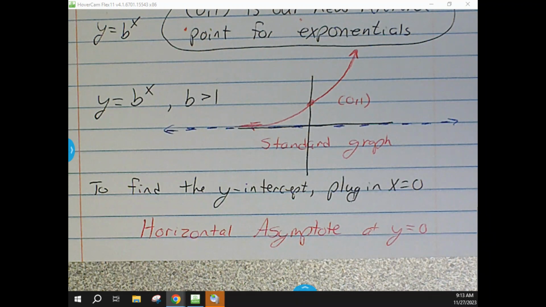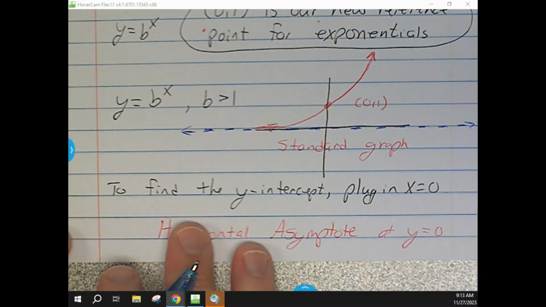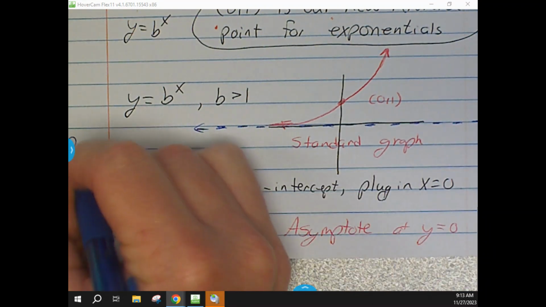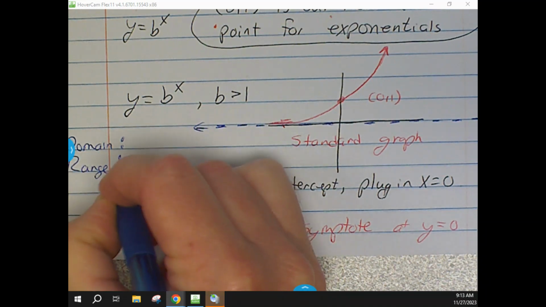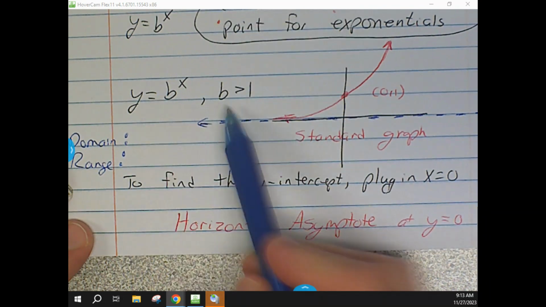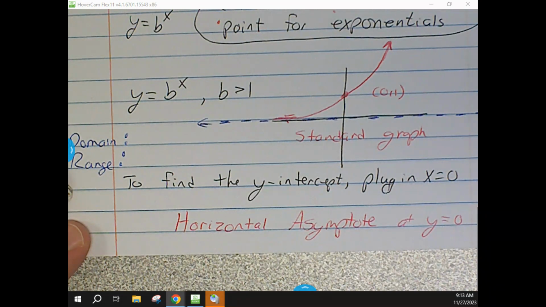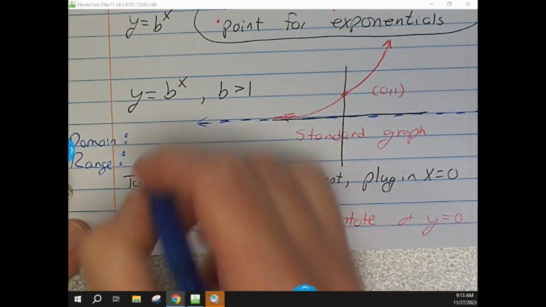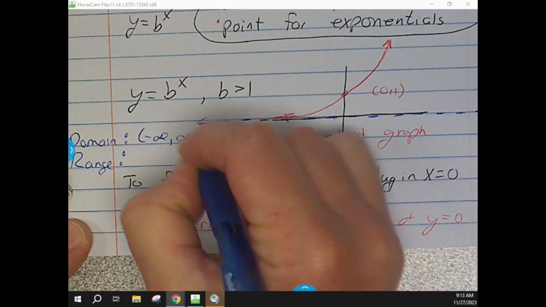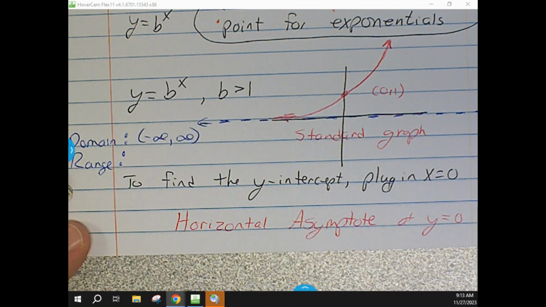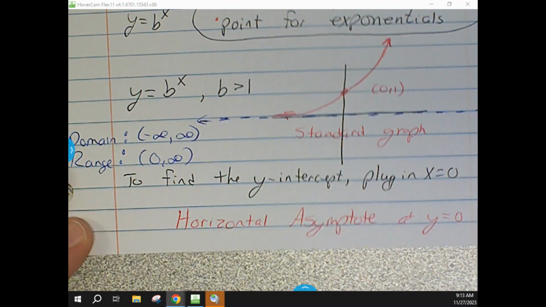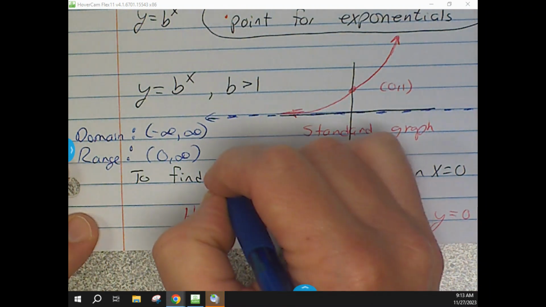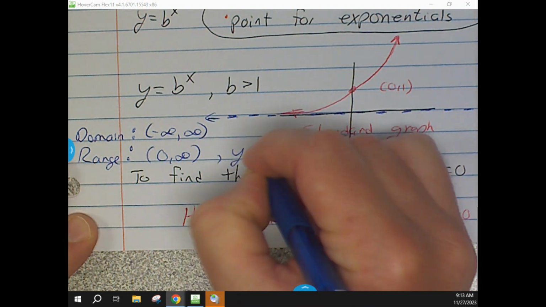Okay, now a couple of details that we have for this one. You can add these basically right here. We need to talk about domain and range. As long as we're doing y equals b to the x where the b is greater than 1, these two things will always be the same. Your domain is going to be negative infinity to infinity. And your range is going to be 0 to infinity. And if they let you use a less than, greater than, in this case, y would be greater than 0.